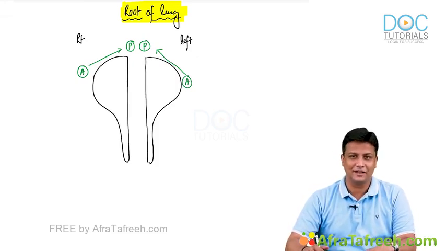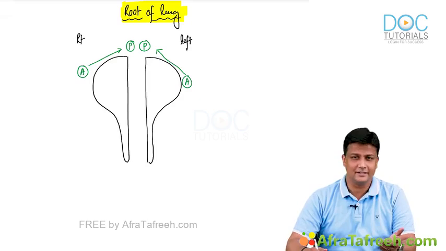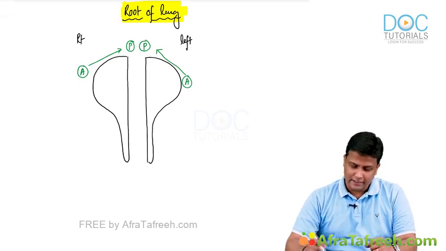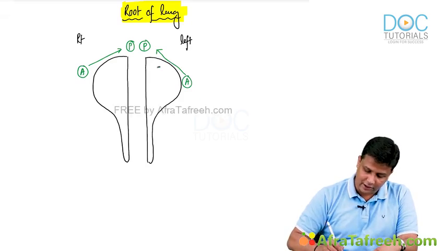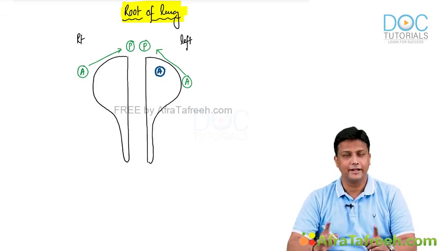And again we'll do the same thing. First we'll see the left one, a bit easier. Then we'll see the root of the right lung. In the root of the left lung, first of all, above you'll be having the pulmonary artery here. There will be pulmonary artery entering into the lung.